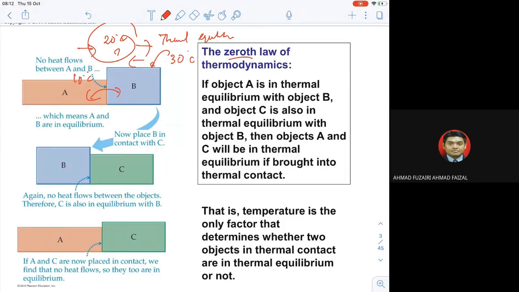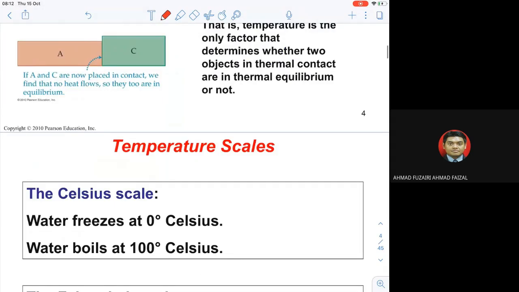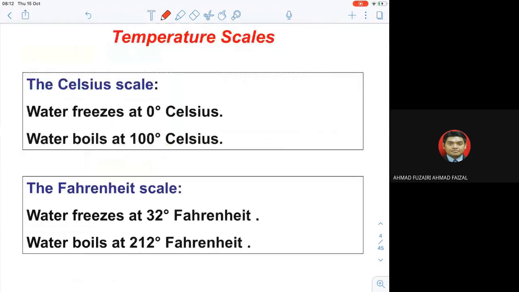All right, therefore we should right now look at the temperature scales. We usually use the Celsius scale. I think many of you will know that water freezes at 0 degrees Celsius, pure water. This one is pure water.